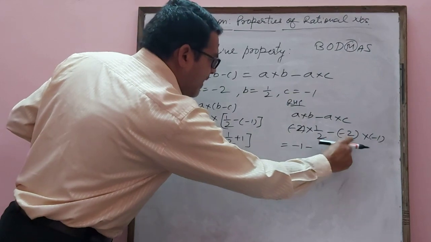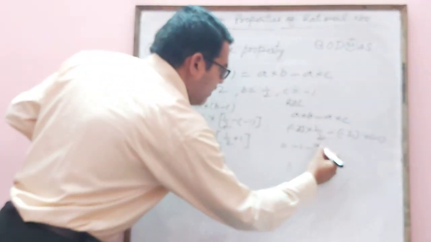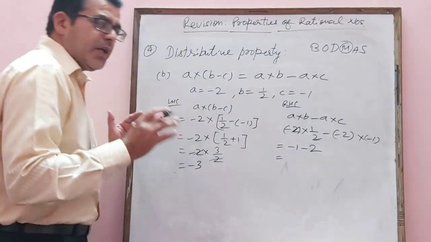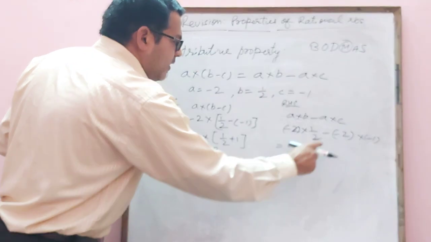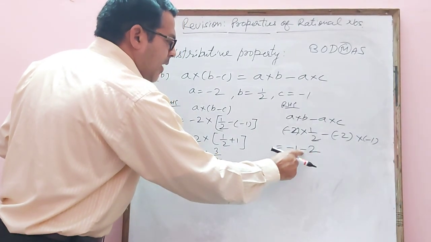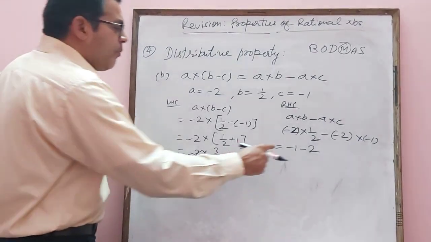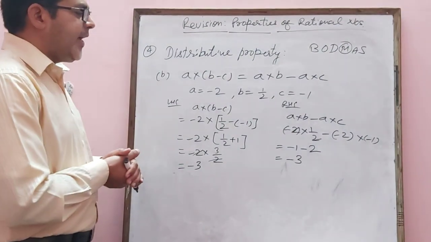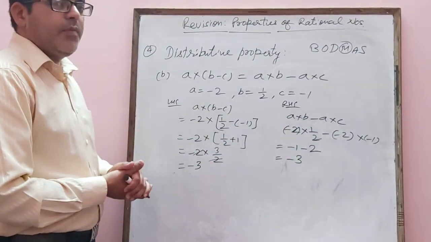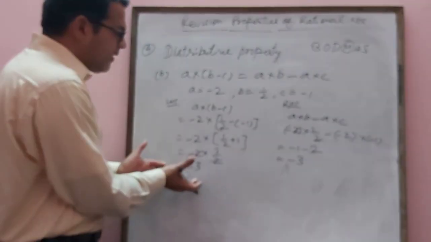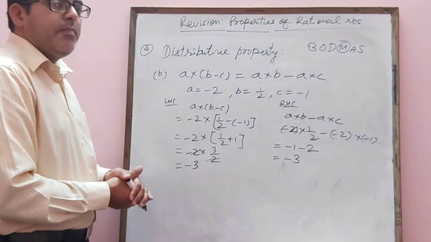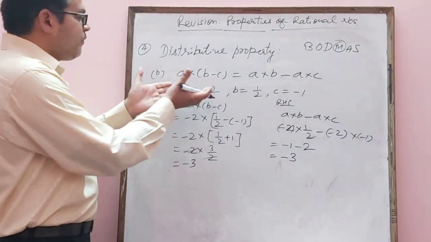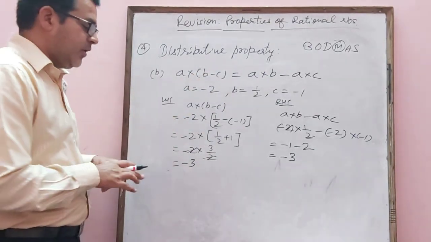When we multiply minus 2 with minus 1, we have here 2, of course, minus 2 and minus 1 means plus 2, but outside minus sign is there, that's why we have to put minus sign just before 2. So minus 1 and minus 2, we can add them. These are two like integers. So minus 3 will come here. Now you can see here left hand side we have minus 3. Right hand side also we have minus 3. It means we can say that this relation is true for this set of values.